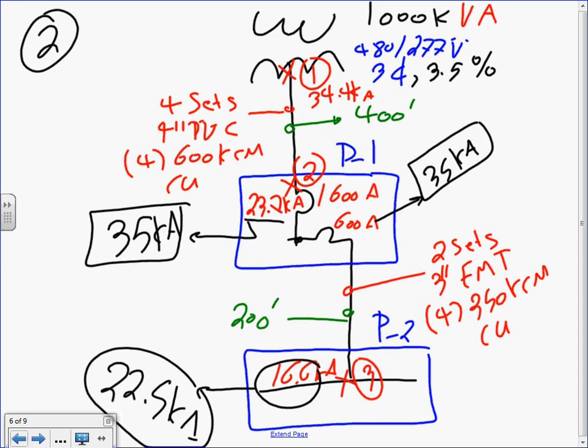If you're covered for three phase, you're always covered for all of them. The last thing I'm going to talk about, guys, is coordination. We'll talk about the coordination in the next one. So that will basically cover the short circuit.